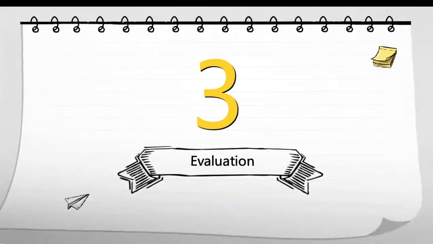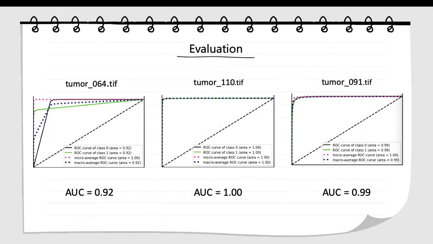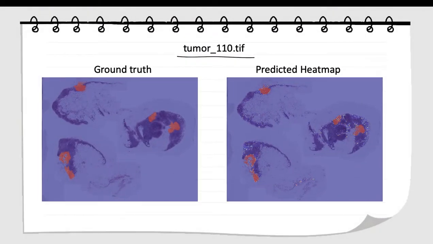After training, we evaluate our model on 3 images and draw the ROC curve for them. As the result shows, the AUC values are 0.92, 0.91, and 0.99 respectively, which are really high. It can prove the effectiveness of our model. In addition, from these heat map results, we also can know that our model can achieve a high prediction accuracy.